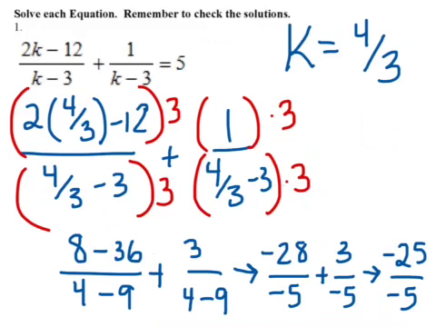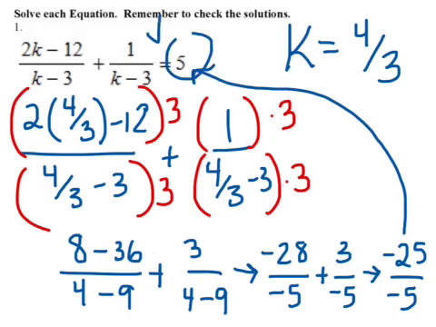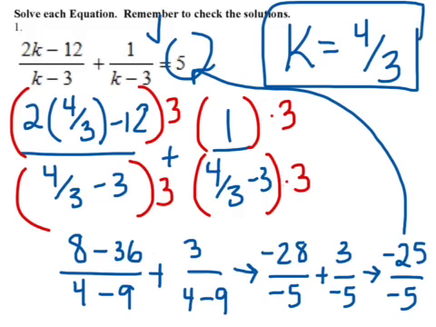For the sake of time, I have plugged 4/3 in for k in my equation on the left side. As a result, simplifying my fractions on the left, and then combining my fractions, I end up with negative 25 over negative 5, which simplifies to 5. Therefore, k equals 4/3 does in fact work.